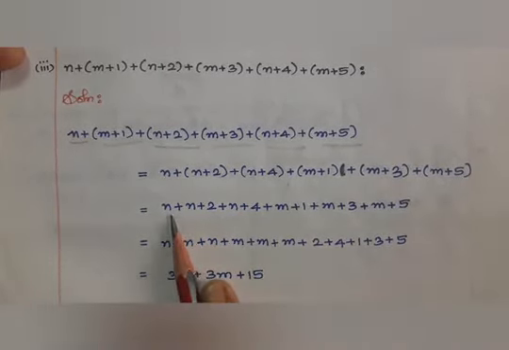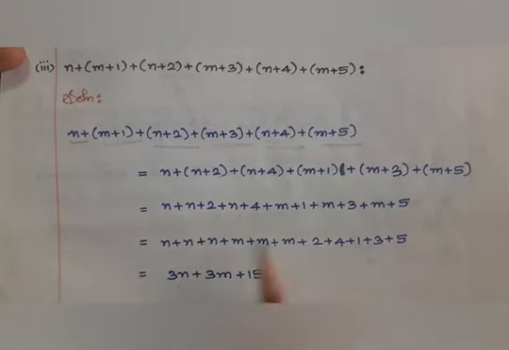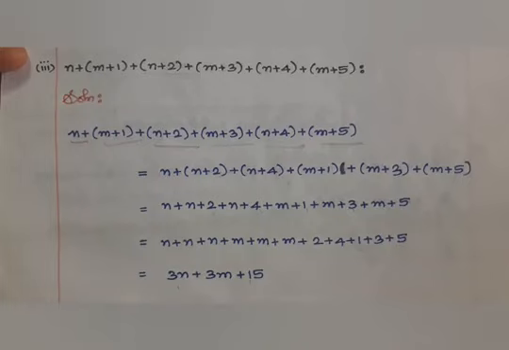After removing, count the n: 1, 2, 3. So 3n. Again m: 1, 2, 3, 3m. And 2 plus 4 is 6, 6 plus 1 is 7, 7 plus 3 is 10, 10 plus 5 is 15. So arrange it as m, n, constant. So 3m plus 3n plus 15. Yes, I am sure that you are clear with the problems which we discussed today.